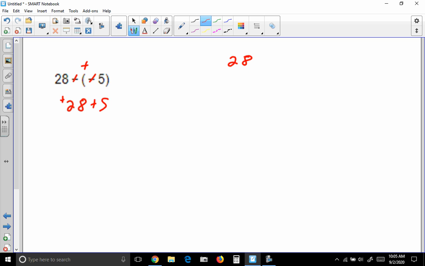So how much is 28 plus 5? 8 plus 5 is 13. Here your 1. 2 plus 1 is 3. 33, take the sign of the bigger number, so it's positive.